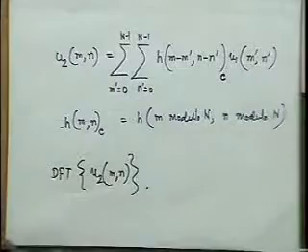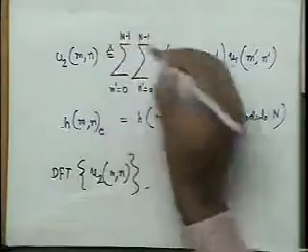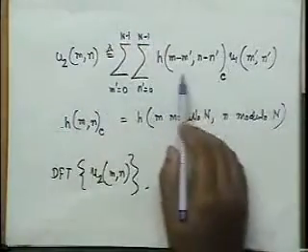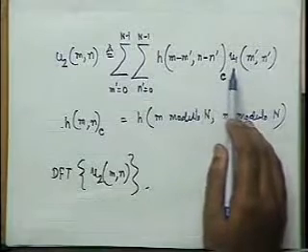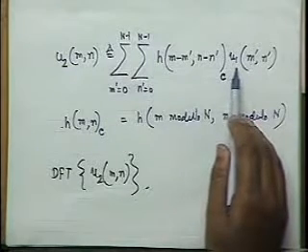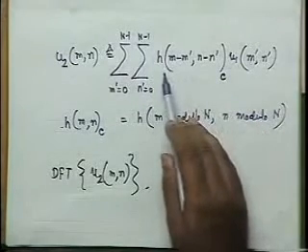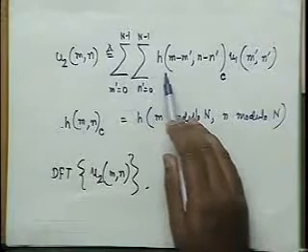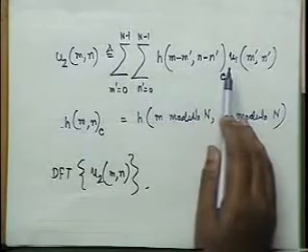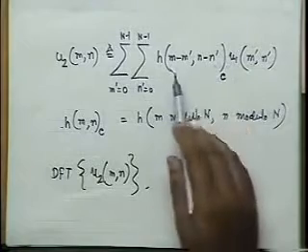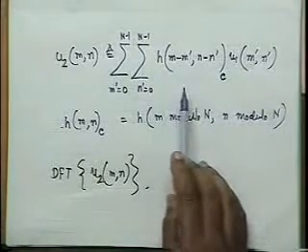All right. Now, the expression which we had defined for the circular convolution is like this. We had two functions, one is u1 and the other function is h, and the circular convolution of these two functions is defined by this relation.